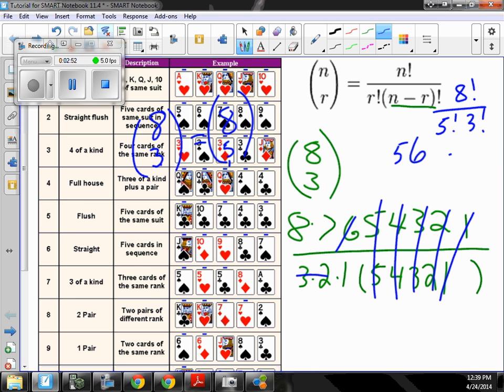Right. So, yes. So, you can divide them out that way. I recommend you just use the nCr button, but that's how the nCr button works.